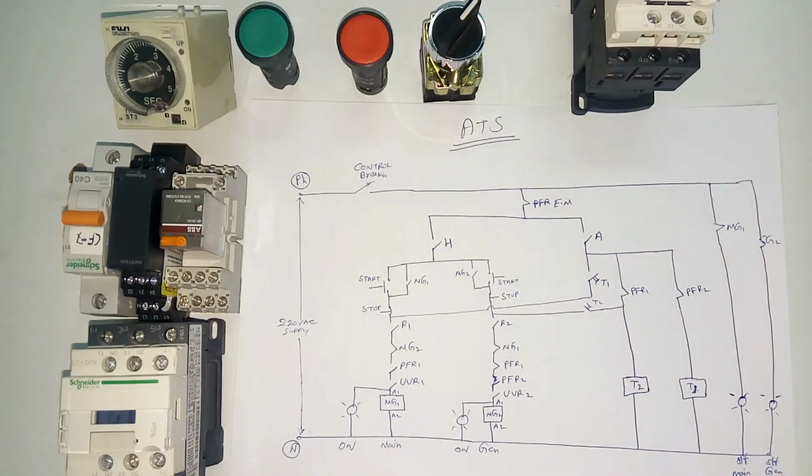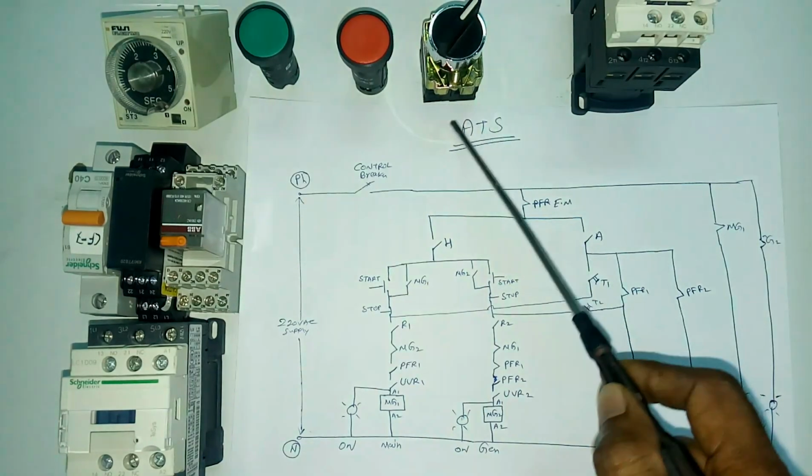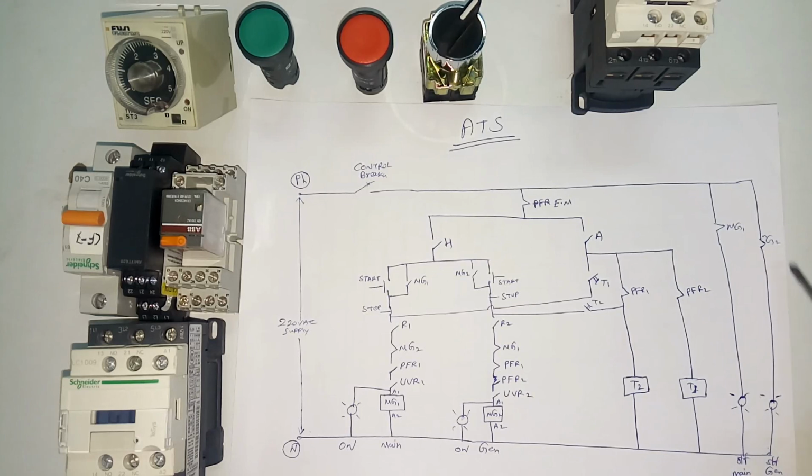Hi guys, today we are going to see the ATS, auto transfer switch. Here I am going to explain a two-contactor based auto transfer switch. This is a simple control diagram. We already saw the structure diagram in previous videos; you can check my channel. This is for the control diagram only.